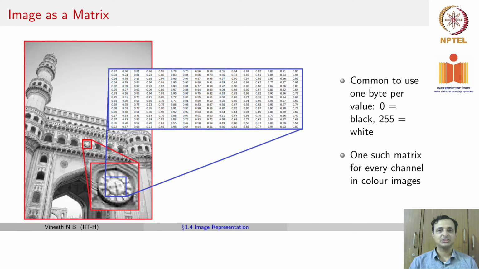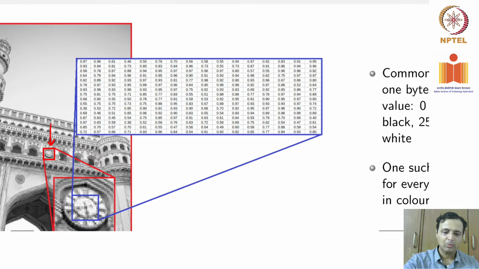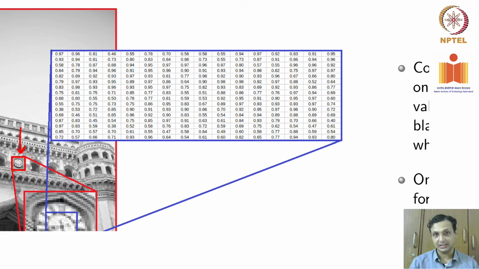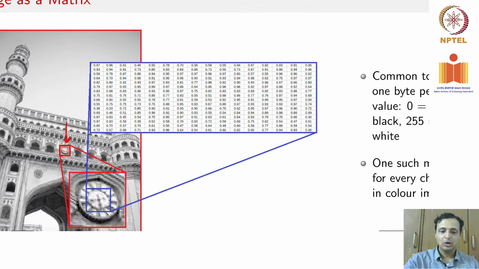Moving on to how an image is represented. The simplest way to represent an image, which you may have already thought of, is as a matrix. Here is a picture of the Charminar, and if you look at one small portion of the image, the clock part, you can zoom into it and represent it as a matrix of values, in this case lying between 0 and 1. Obviously you'll have a similar matrix for the rest of the image too.